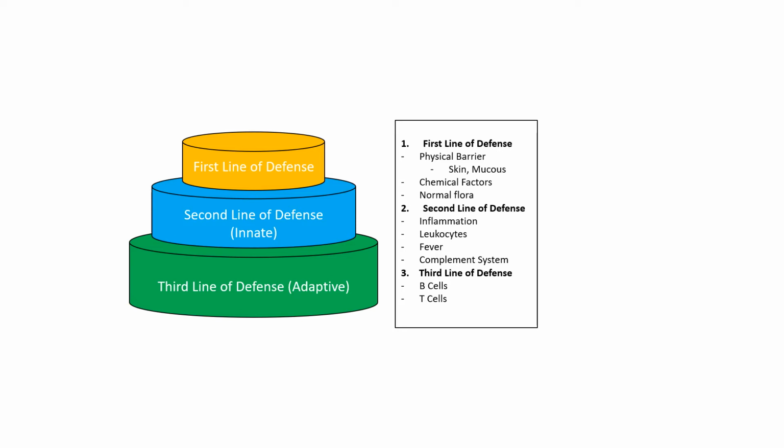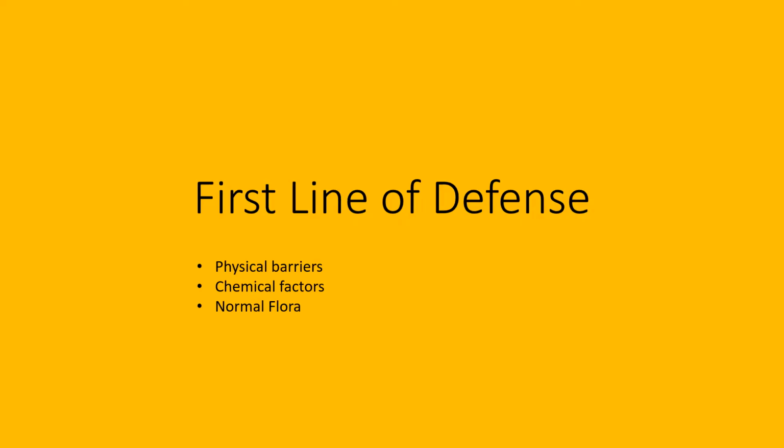Today we are going to go over the innate immune responses that occur to protect our bodies from invaders. The innate immune system refers to the non-specific immunity that occurs upon immediate invasion or infection. The innate immune system includes the first and second lines of defense, and the adaptive immune system, which is an acquired immunity and a slower response, includes the third line of defense, which we will not cover in this video today. The first line of defense includes physical barriers, chemical factors, and normal flora.